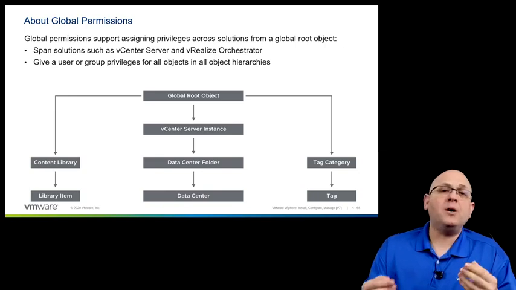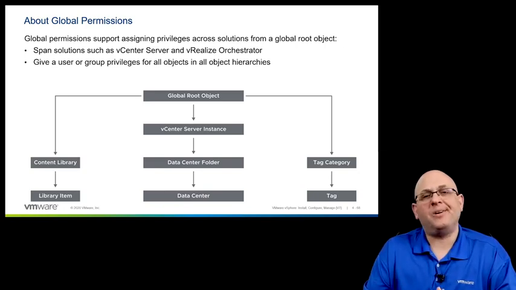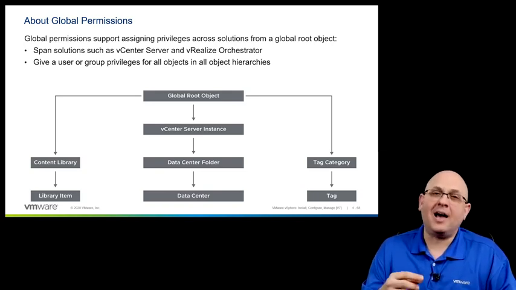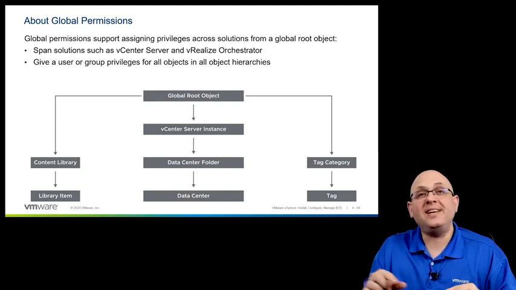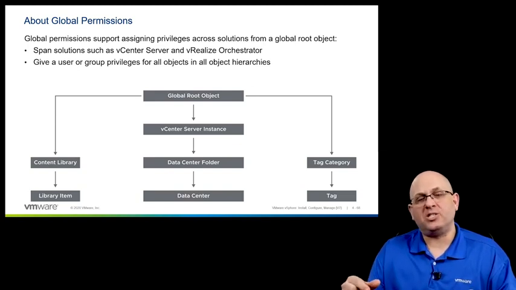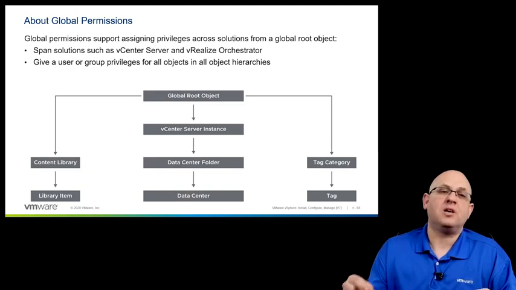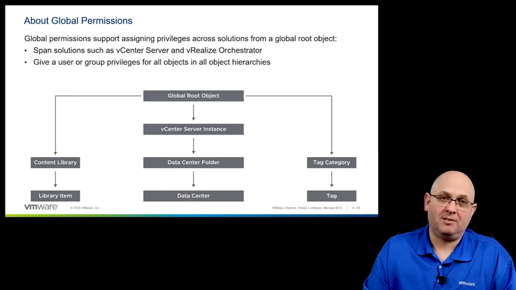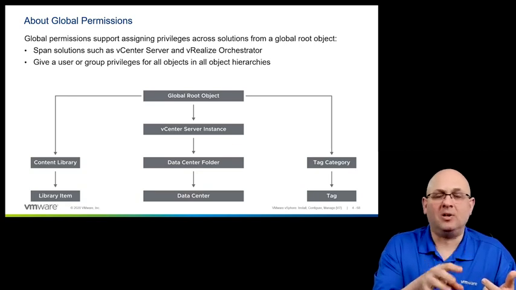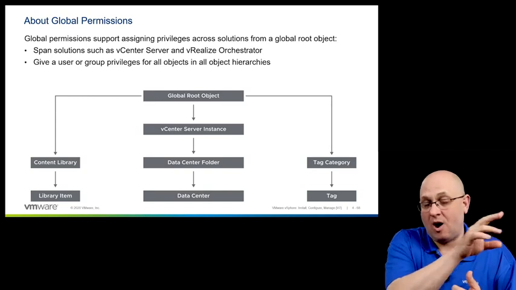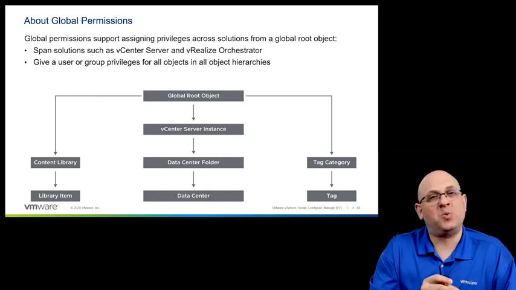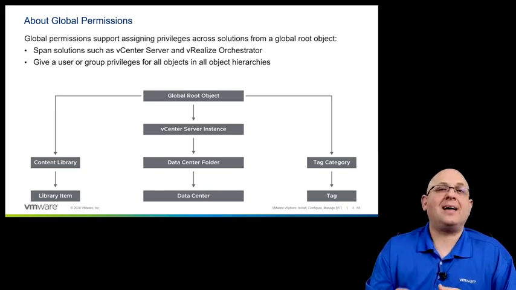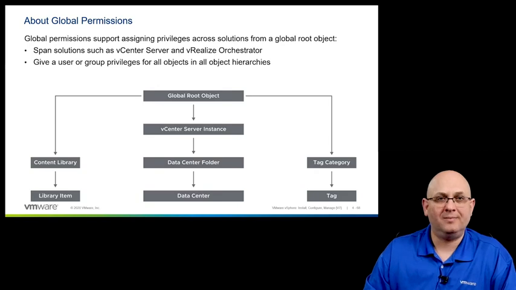Okay? Now we also have content libraries, and content libraries provide a way for us to share templates and ISO images and the like between vCenters. So global permissions also apply to permissions around content libraries because it's not an inventory object, right? It's just at the level of vCenter or higher across vCenters. And then finally, tags as well. If you want to create tags and tag categories, those are established at this global level as well.